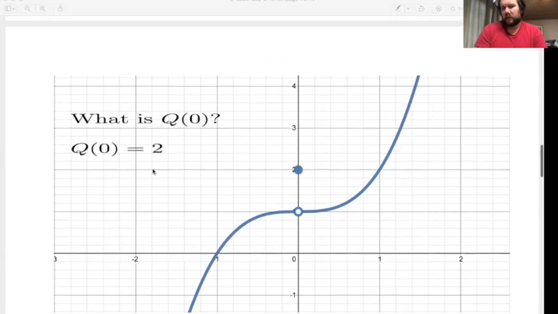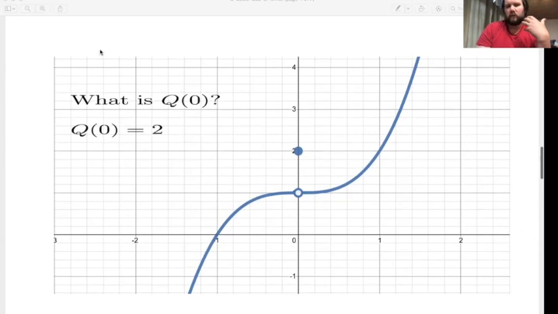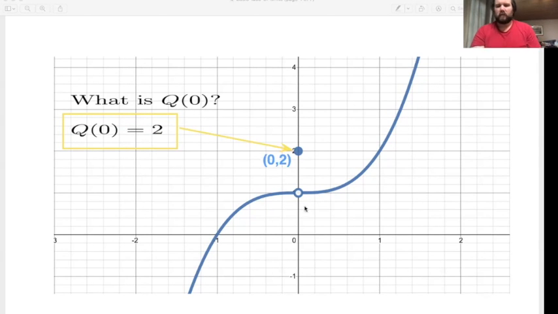We have a way to say that. When we say q of 0 is equal to 2, that's coming from the fact that there is this closed circle exactly at (0, 2). Because there's an open circle at (0, 1), it's not the case that q of 0 is equal to 1. That's an open circle that says look somewhere else. But it'd be really nice if we still had some way to talk about the fact that this behavior was unexpected. So can we describe this in a different way?